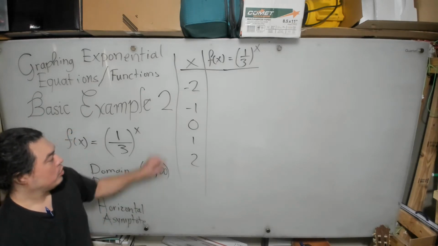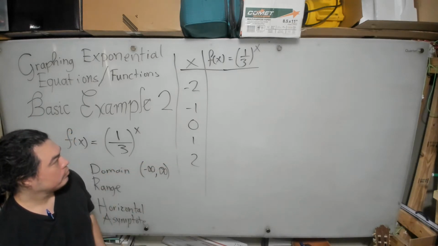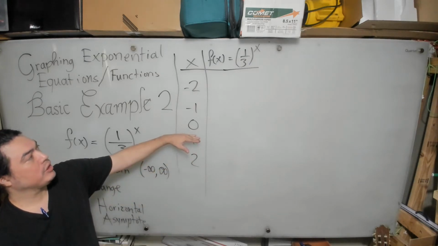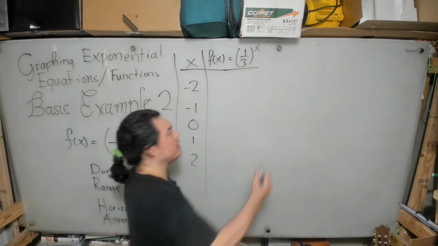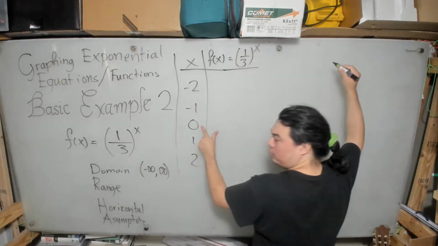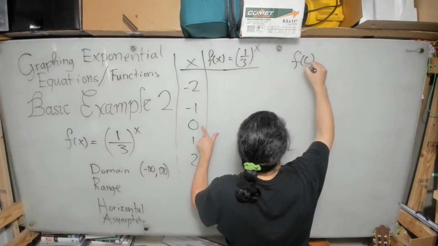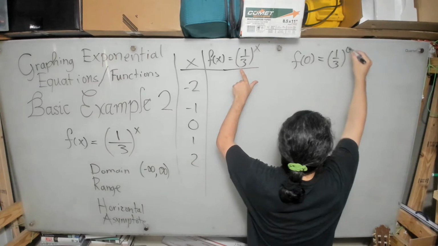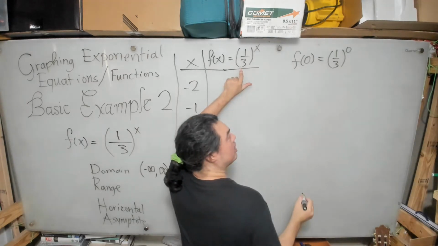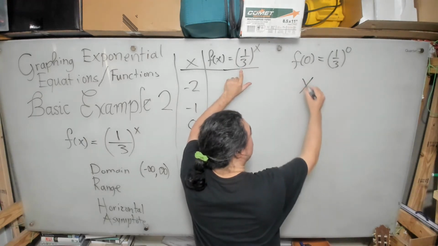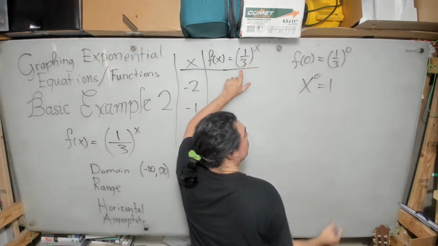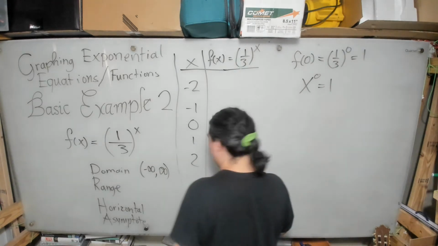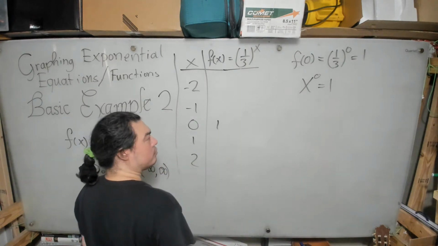So without further ado, let's begin. First of all, at x equals 0, what it will be is 1/3 raised to the 0 power. So at x equals 0, my f of 0 is going to be 1/3 raised to the 0 power. But I know that I have an exponential rule that says that if x is not 0, then x to the 0 is equal to 1. So this is nothing but 1. So I can notate that here in my table, like this.